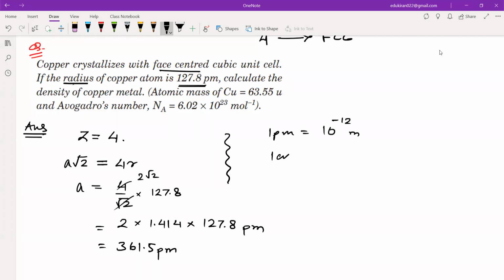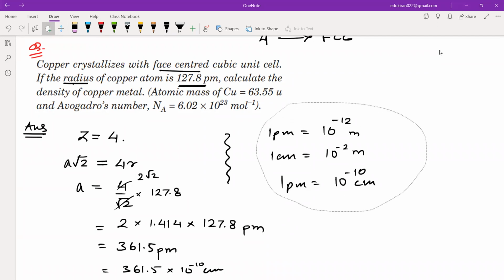And 1 centimeter is equal to how much? 10 to the power minus 2 meters. Right? Yes or no? Yes, sir. So you can see the difference is of 10 to the power 2. So you can write 1 picometer is equal to 10 to the power minus 10 centimeters. So this will be equal to 361.5 into 10 to the power minus 10 centimeters.